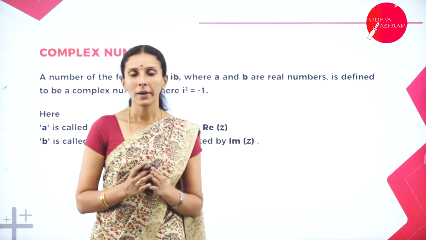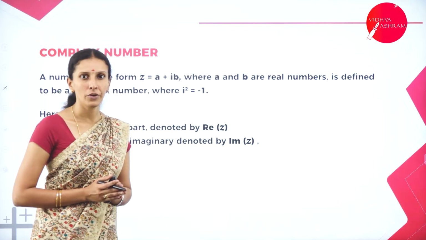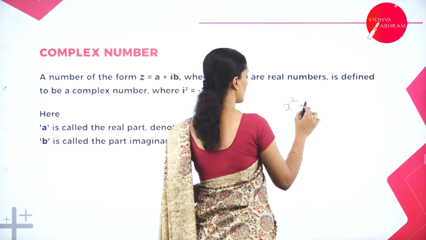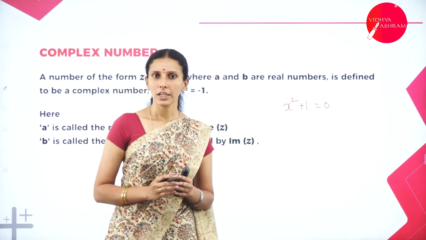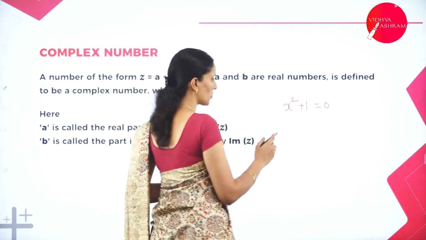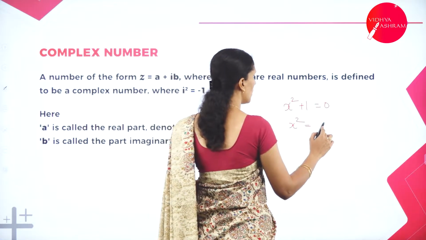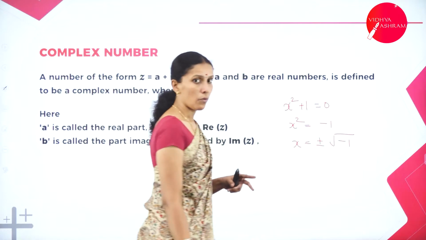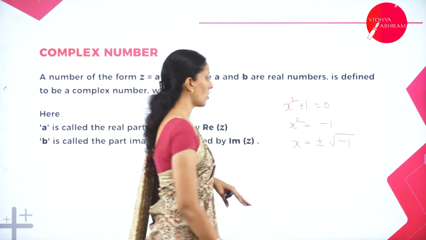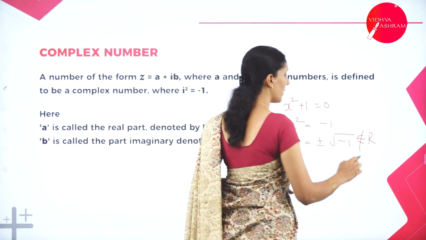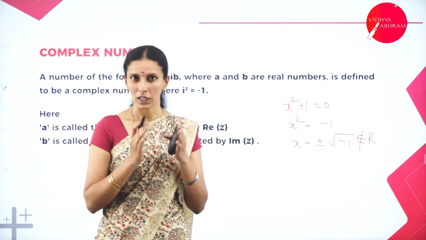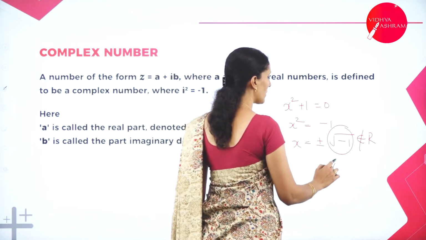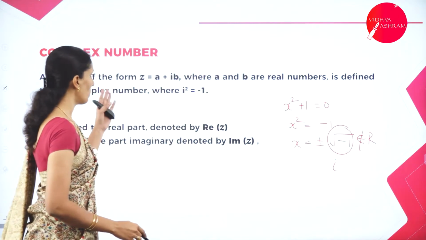So how do complex numbers exist? I'll give you an example here. Suppose we have the equation x square plus 1 is equal to 0, and I need to find the roots of this quadratic equation. Then x square is equal to minus 1, or x is equal to plus or minus square root of minus 1. Well, the root of a negative number is not real. Since this does not belong to the real numbers, there exists a complex number. So here, root of minus 1 is usually represented by i, where i is a complex number.